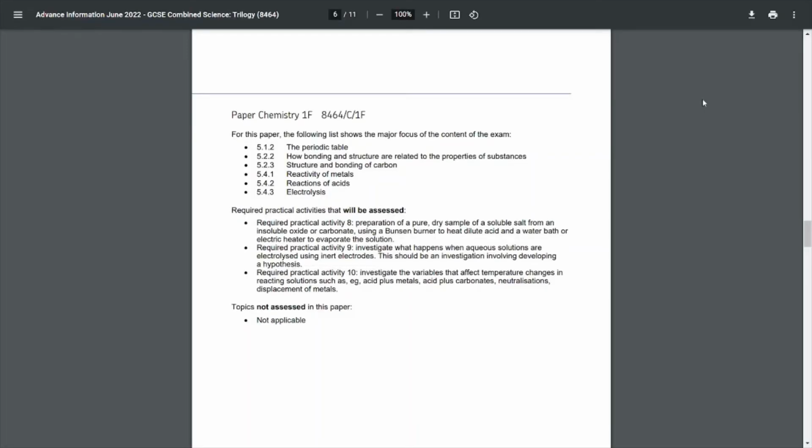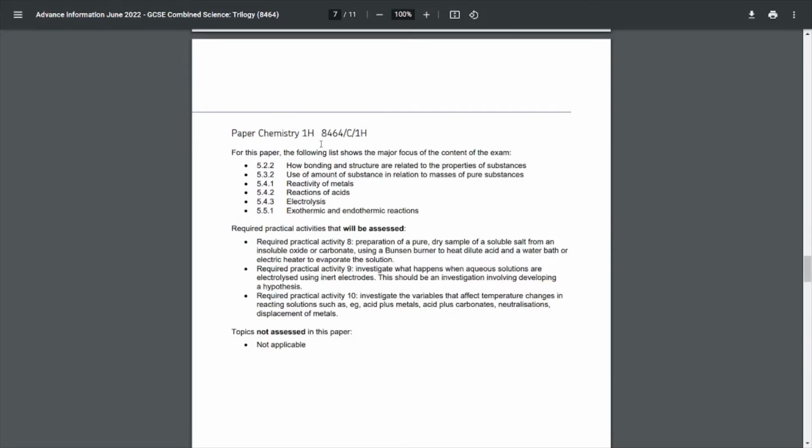The advanced information for chemistry is not exactly the most helpful because nothing has been taken out completely, so you need to know everything still. But you do have a major focus, and in this video we're doing all the 5.1 stuff. For Combined Science Foundation, you need to focus on the periodic table stuff. For Combined Science Higher, neither part will be a major focus, but you still need to know it as there will be questions on it because nothing's been taken out completely.